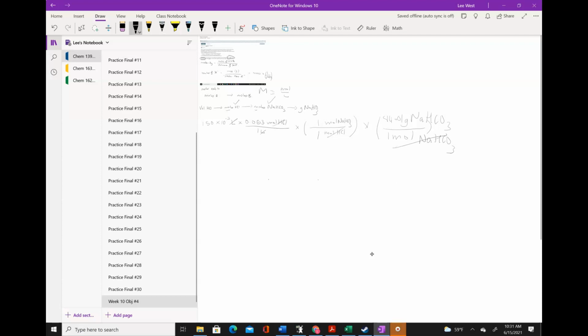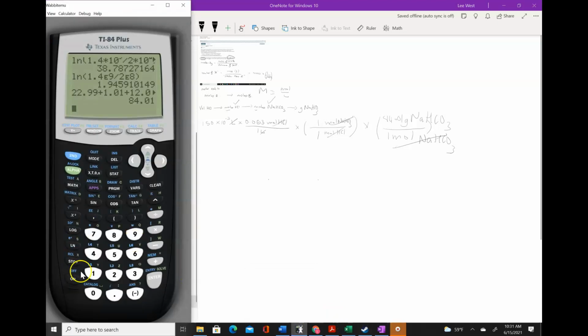Alright, so all of my units cancel out. I always make sure all my units cancel out before I pick up my calculator, and then away I go. So now it is 150 times 10 to the minus 3 times 0.053. I don't need to do times 1 on 1, do I? Times 84.01. So I'm just multiplying 3 numbers together, and there I am, 0.6679 grams of sodium bicarbonate.